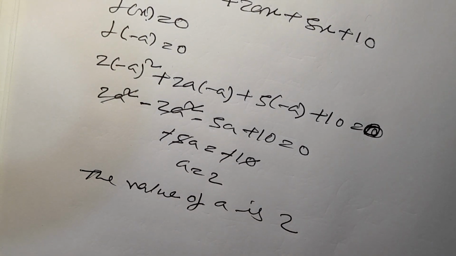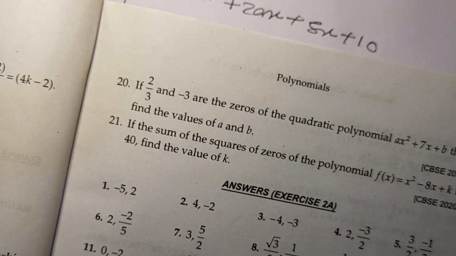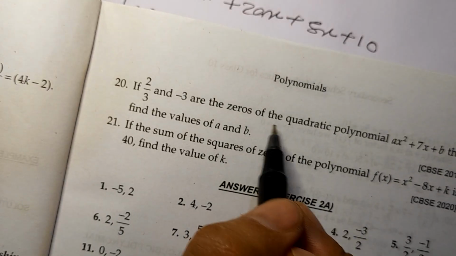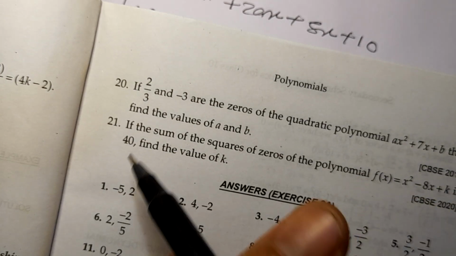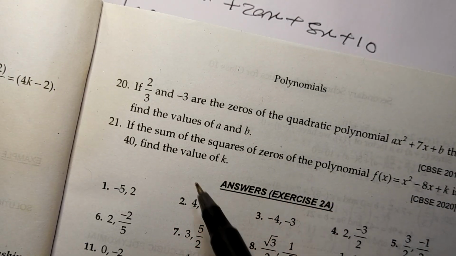Now question number 20. We have to find a if 2/3 and minus 3 are the zeros of the quadratic polynomial ax square plus bx plus c. Then find the values of a and b. We have to find the values of a and b.